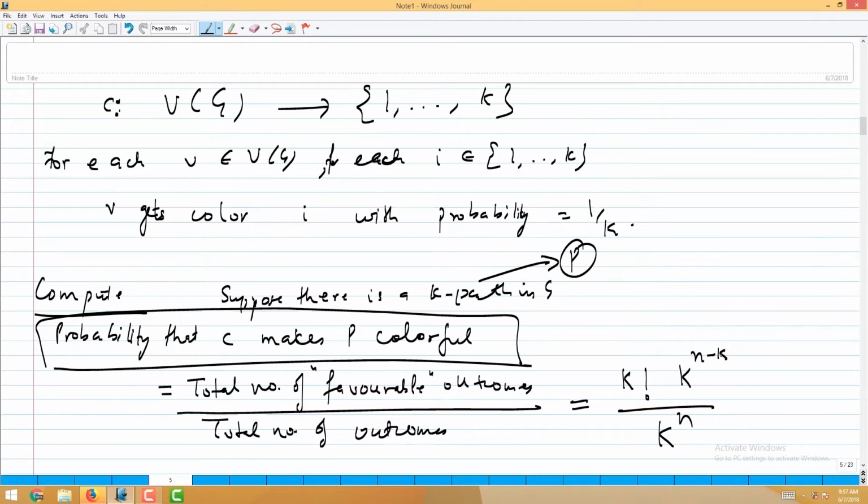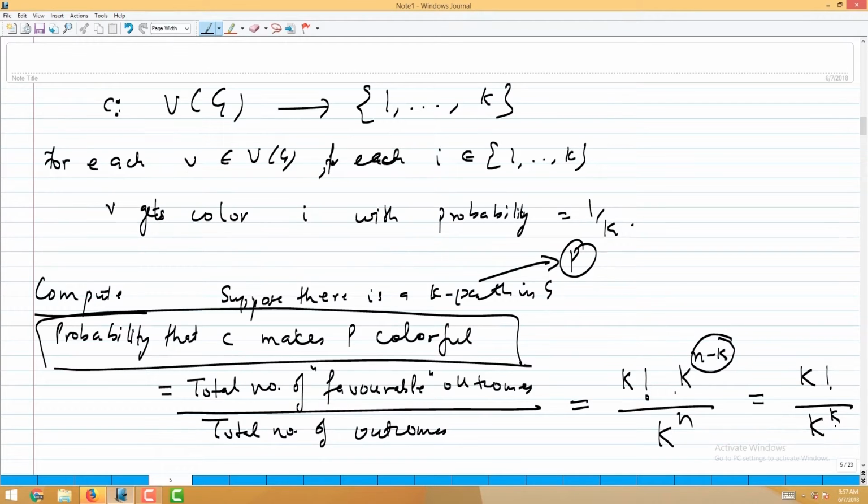So what are the good colorings for us? Except for these vertices in this path, we don't care what the other vertices get, right? So the other vertices could get colors from 1 to K. The total number of other vertices is N minus K, and these can get any colors from 1 to K. So it's K power N minus K into the colors that the vertices on the path can get. How many different colorings can the vertices on this path get? Some K factorial, right? Because we want to make it colorful. So into K factorial, right?